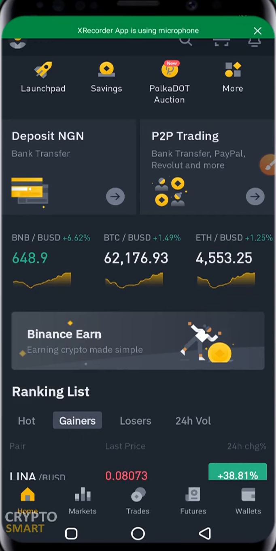If you want to register on any one of them, check the description box below and you'll see the direct link to register now. The rank scores, just like I've mentioned, are based on the traffic to these centralized exchanges, the liquidity, the trading volumes, and the confidence of users on the exchange.